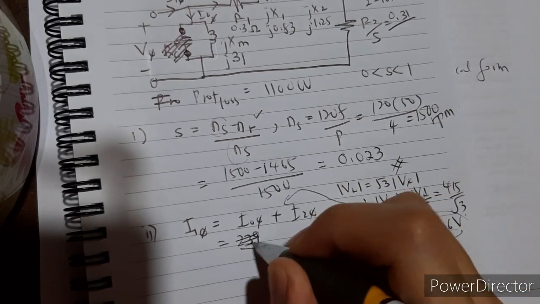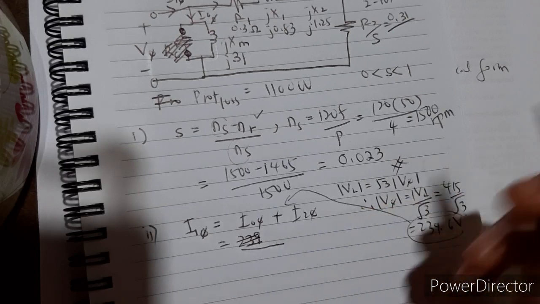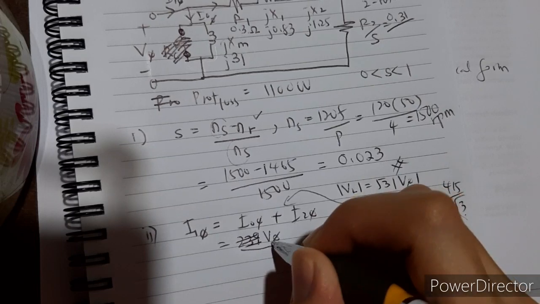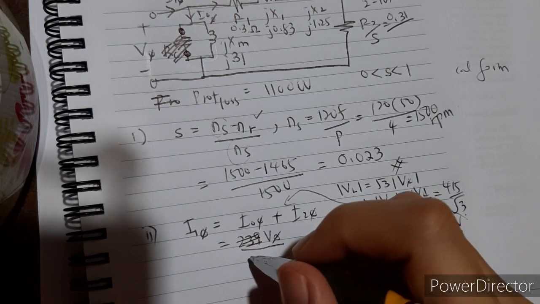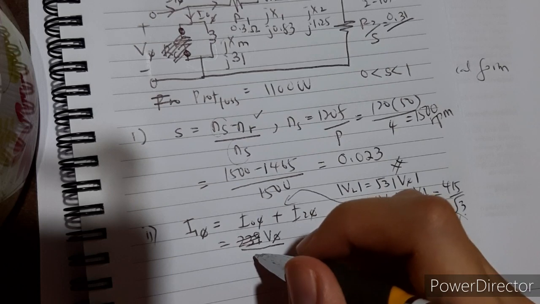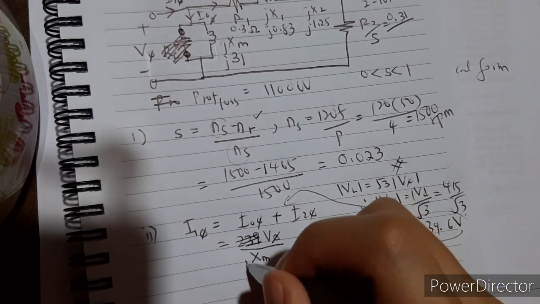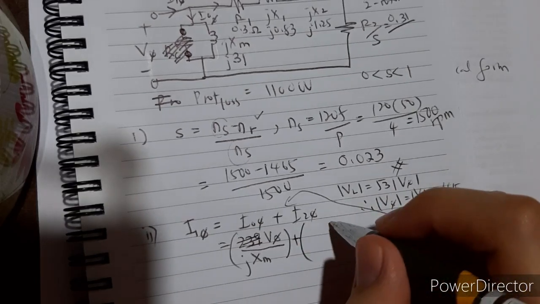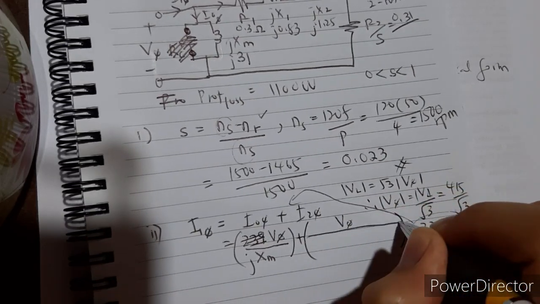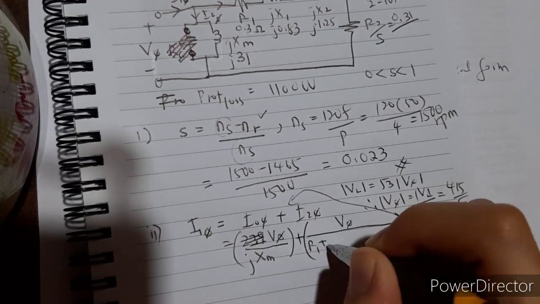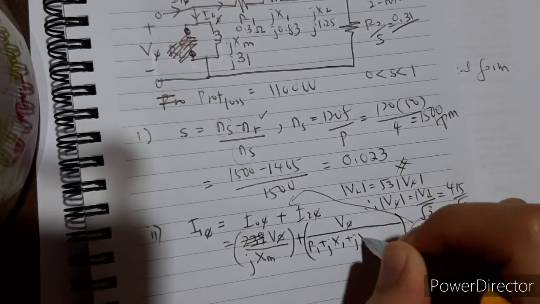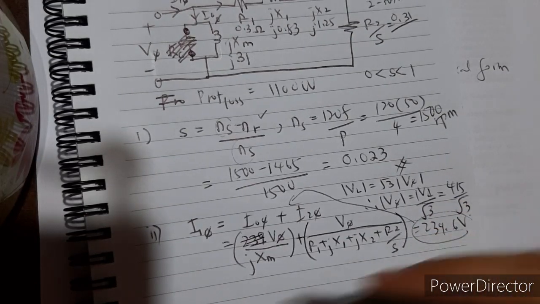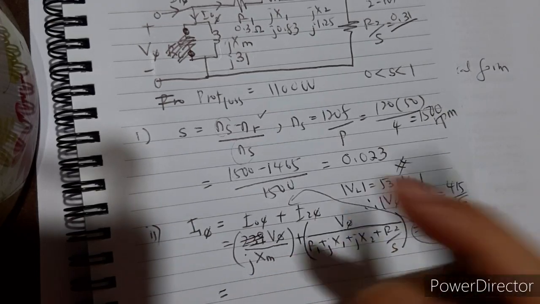So this is 239.6. Okay, let me write the general equation first to make you guys less confused. Okay, V phase. Since we don't have RC, you don't have to parallel RC and XM. So you are left with XM, plus I2 phase is V phase also, but divided by R1 plus JX1 plus JX2 plus R2 over S. Okay, then you insert the value.